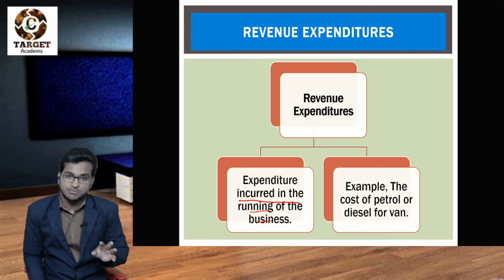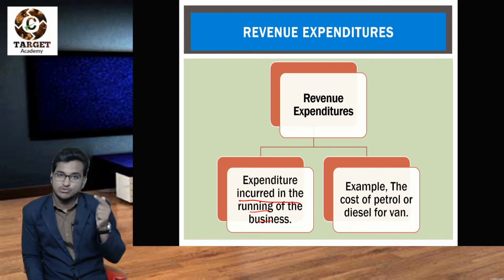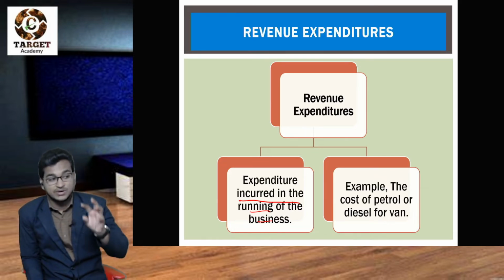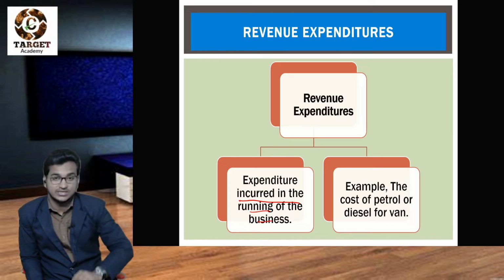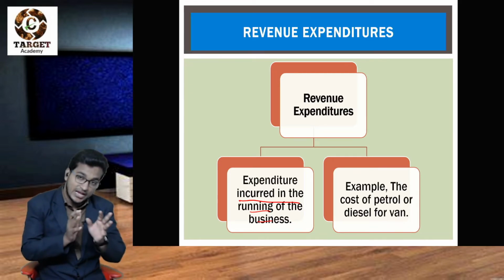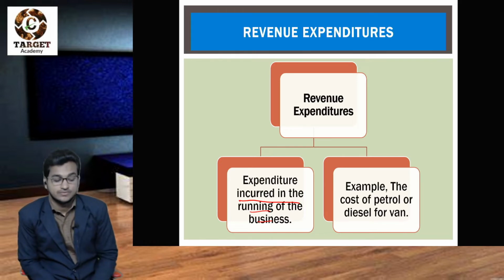So capital expenditure means expenditure for purchasing, alteration or improvement of a fixed asset. Revenue expenditure means expenditure incurred for running the business. That is the major difference between these 2 points. That means capital expenditure is an asset, revenue expenditure is an expense.